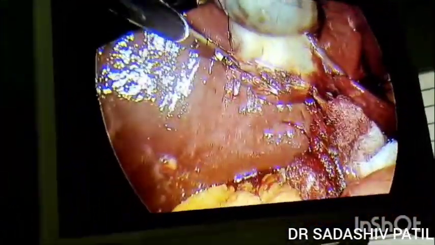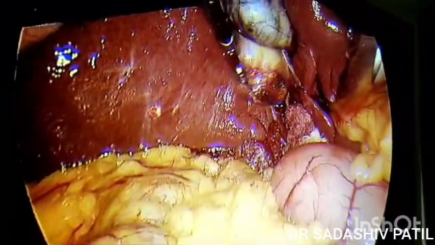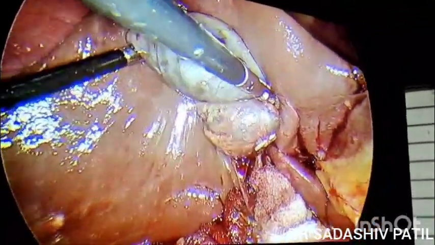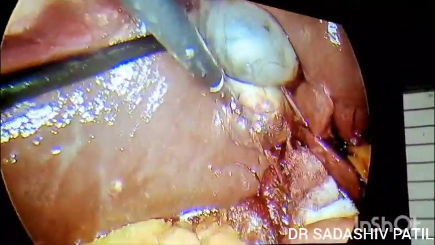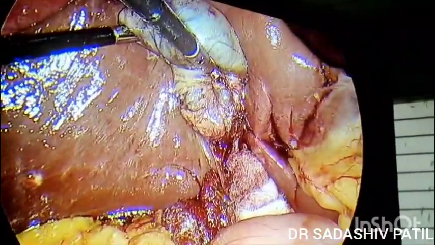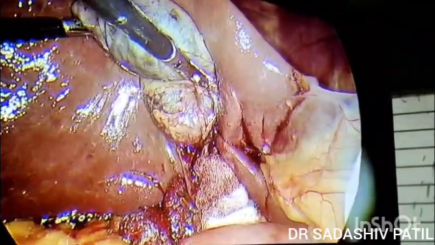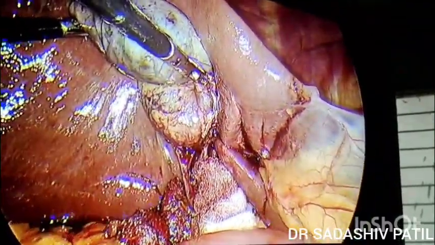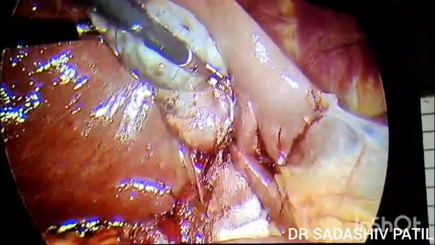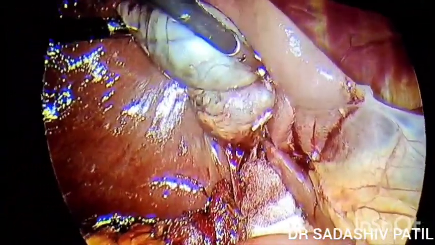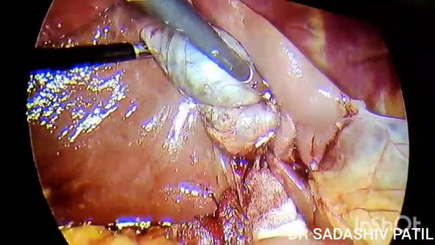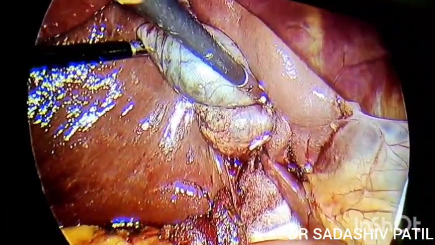Gallbladder was dissected from the bed of the liver. While dissecting the gallbladder from the liver bed, spillage of bile happened because of loosening of the clip on the specimen side. For this, normal saline wash was given, and suction irrigation was done.